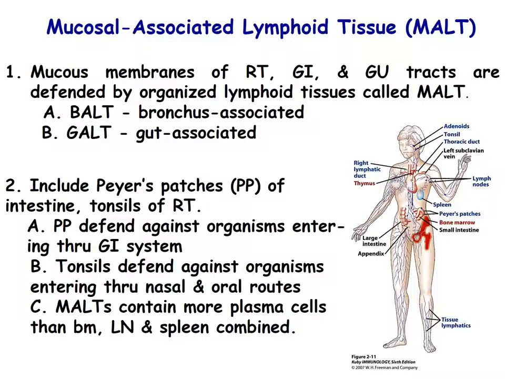The MALTs will also have plasma cells in them, usually a lot more than in the bone marrow, lymph node, and spleen combined, because this is an area where if you have an antibody that can bind to a structure on the pathogen that helps them attach to our tissues, you can prevent an infection entirely. So having antibodies there is really useful.